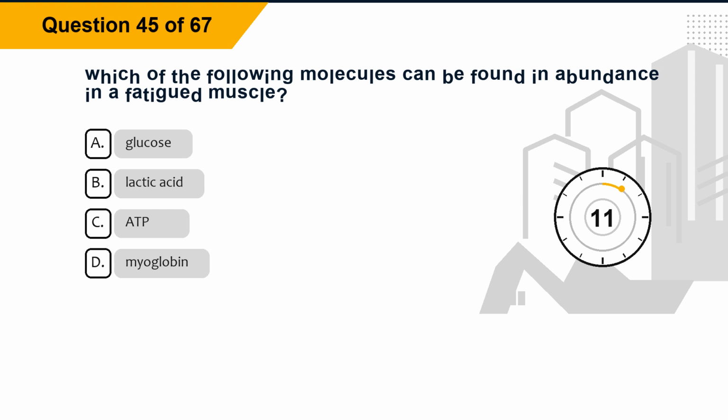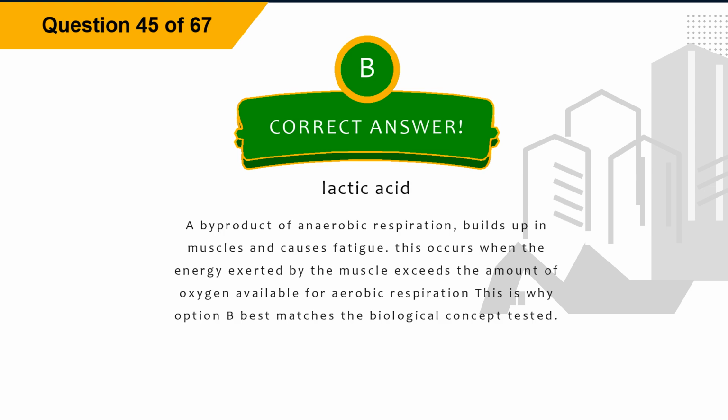Question 45. Which of the following molecules can be found in abundance in a fatigued muscle? Option A, glucose. Option B, lactic acid. Option C, ATP. Option D, myoglobin. The correct answer is option B, lactic acid.